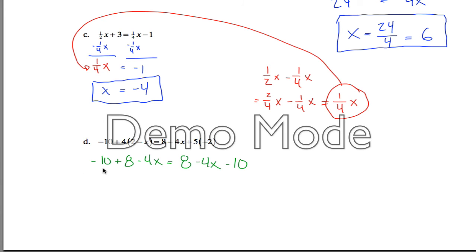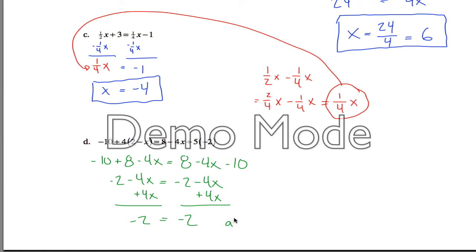And now if we start combining some like terms, negative 10 plus positive 8 is negative 2. And then 8 minus 10 is also negative 2. So what you see is we have the same thing on both sides of the equation. If you wanted, you could go one step further, although really you don't have to. You end up with something like this.